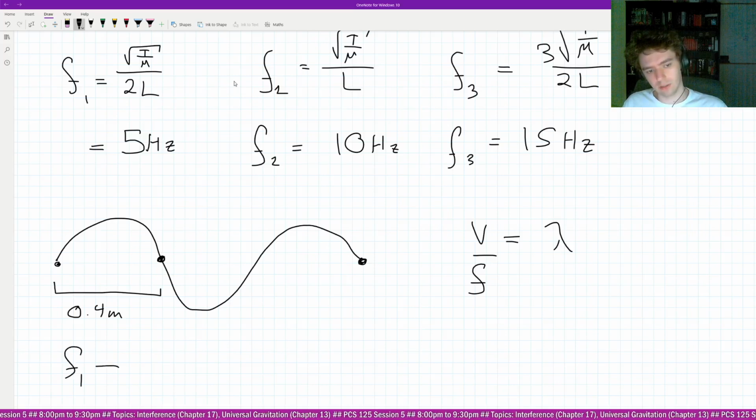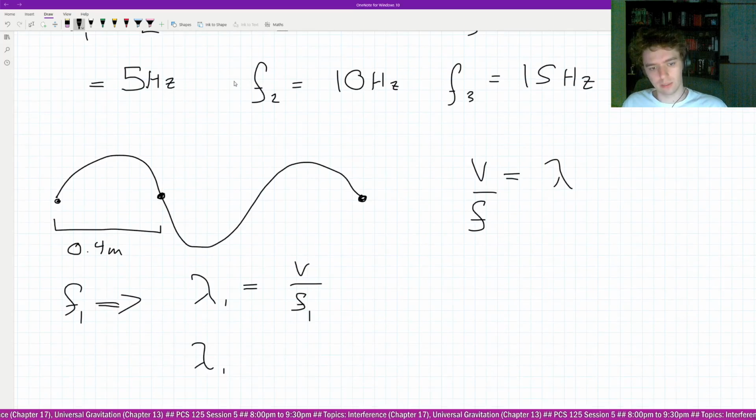For F1, we get lambda 1 is V over F1, right? Which is, I'll just plug it in. Lambda 1 is, so it's going to be, it's too late now, but I should have just kept V as a constant. F1 is 5. So I got 4 meters.